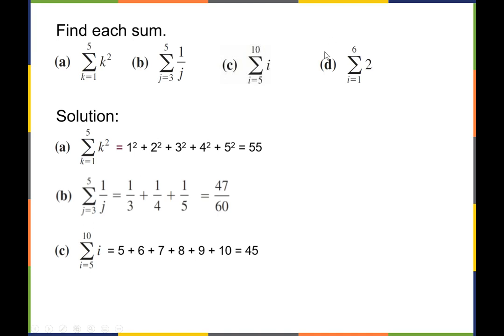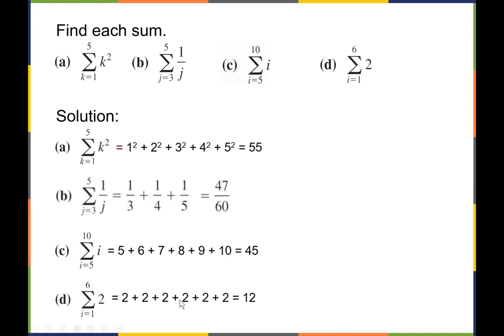And finally, D was a little bit of a challenge one. You have I equals 1 to 6, but you don't have any I over here. What does that mean? Well, it means you don't have anything to plug I in. So the first time you plug in I, you just have 2. You plug an I in again, that's 2.